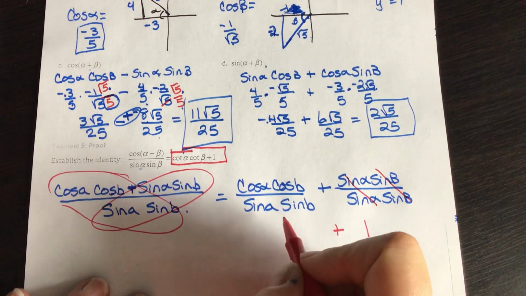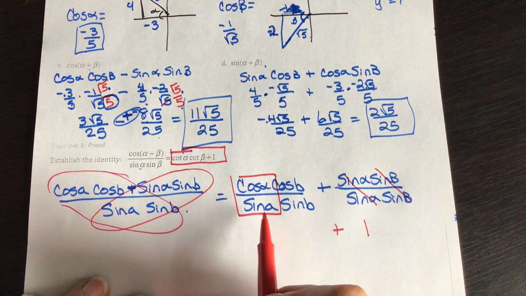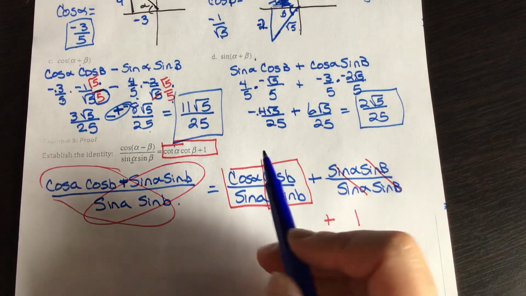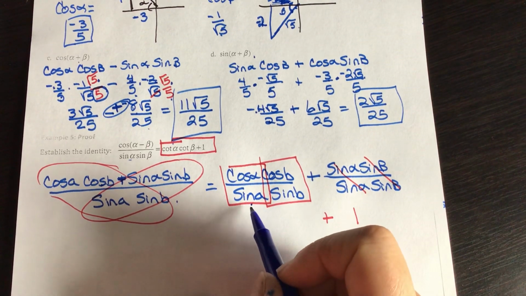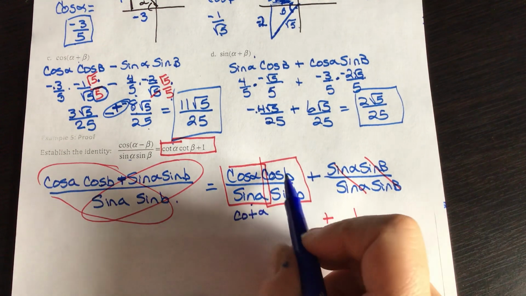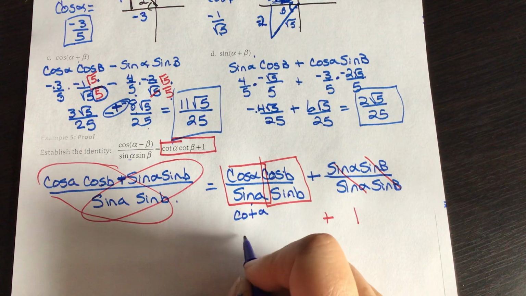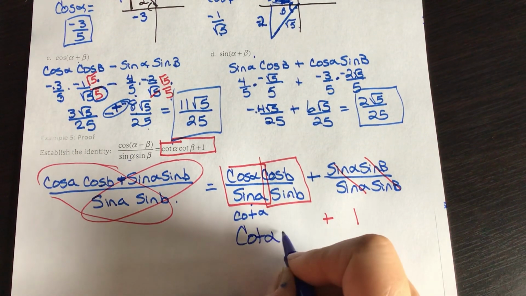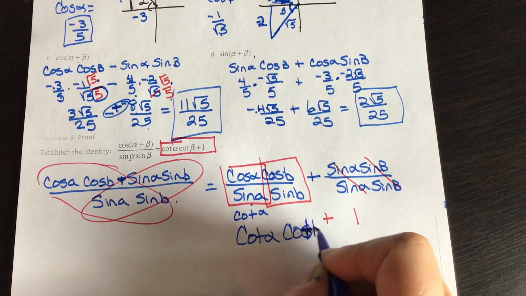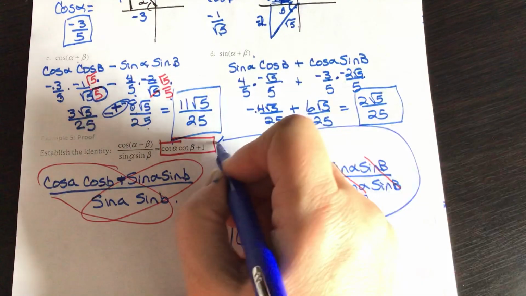And if I look at these 2 parts here, I have cosine over sine, which is cotangent of A, and then I have cosine over sine, which is cotangent of B. So this gives me cotangent A, cotangent of B plus 1. So this is what I wanted to get.